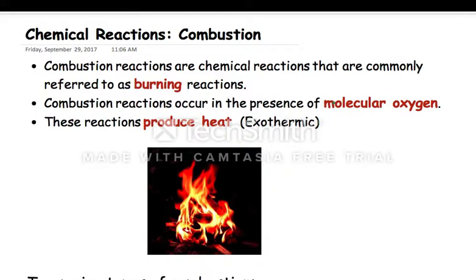So what is a combustion reaction? Well, combustion reactions or chemical reactions are commonly referred to as burning. Now, combustion occurs in the presence of molecular oxygen. So by molecular oxygen I mean O2. And these reactions produce heat, therefore they are exothermic.